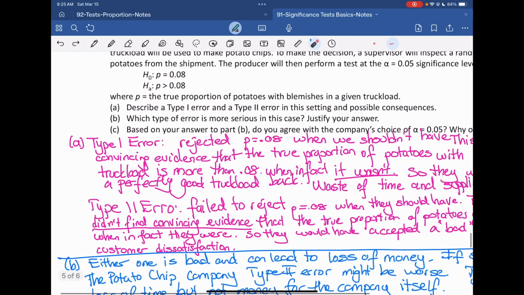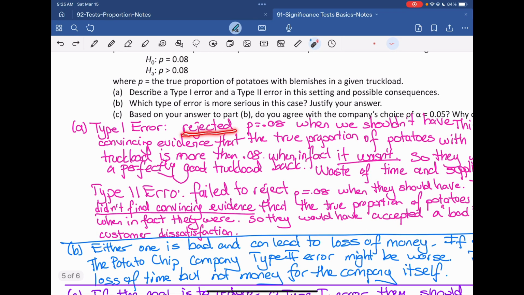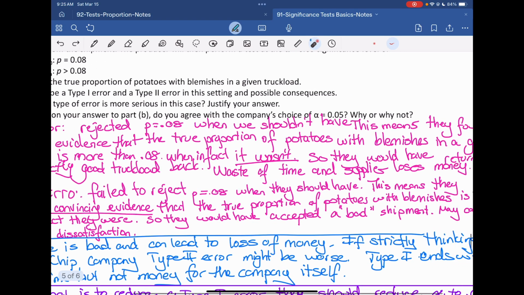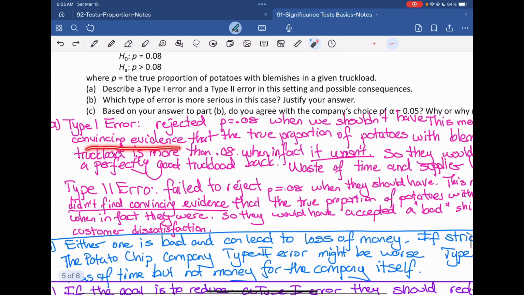So let's write that down. They rejected P equals 0.08 when we shouldn't have. This means they found convincing evidence that the true proportion of potatoes with blemishes in this truckload is more than 0.08, when in fact it wasn't. So, rejected this, found evidence for this. Oops, wrong. There is no evidence for this. Or rather, this isn't true. They found evidence for this, but it's not true.